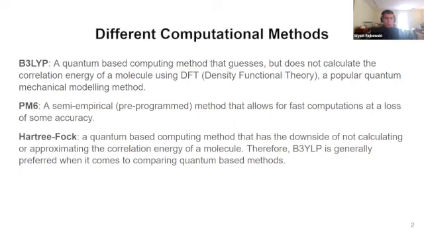We also investigated another quantum method called Hartree-Fock, which has the downside of not approximating the correlation of the energy of the molecule. Therefore, regarding quantum methods, we chose to use B3LYP. The last method we were introduced to is PM6 or PM7, a semi-empirical method, which is the fastest method, but it unfortunately loses some accuracy, so we did not use that. I will turn it over to Audrey to talk about submitting files in GaussView.